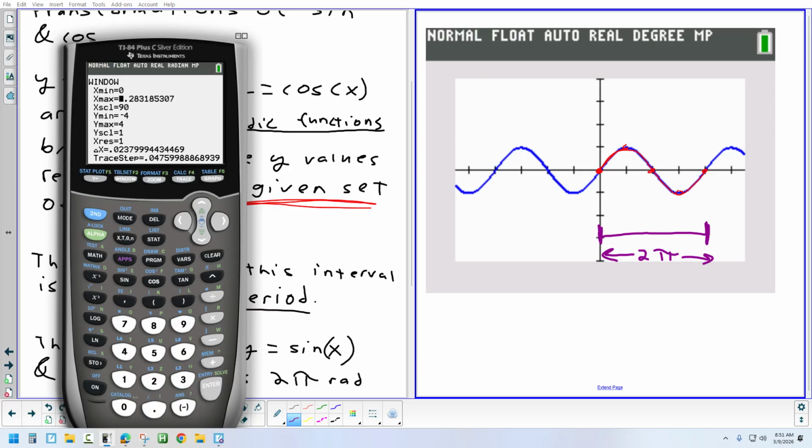Double it. So if 2 pi gives me 1 cycle, what would it be for 2 cycles? 4 pi. So if I set that at 4 pi, now you're going to see the first cycle. That's the end. Now it's doing the second cycle. That's the end. That's 2 full cycles, or 2 full periods. We'll use the terms period and cycle interchangeably, as synonyms.